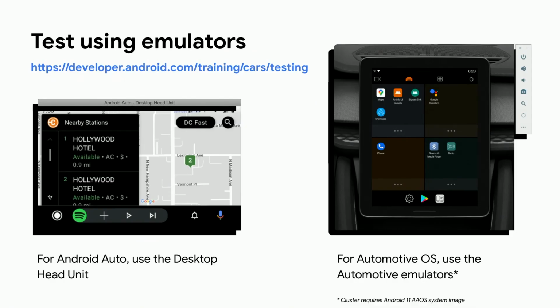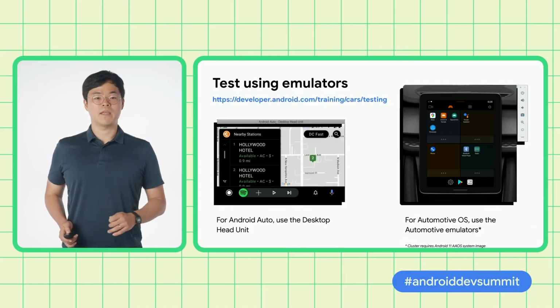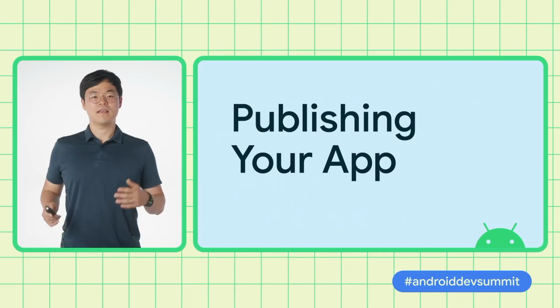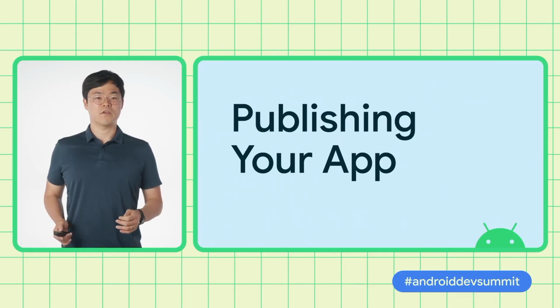Make sure you build and install your car app's Android Auto build target on the phone to run it in the desktop head unit. Similarly, build and install the Automotive OS build target in automotive emulators. When you run your app in the emulators, you can also see the cluster display, which may show navigation or other relevant information. Also, you can test the voice commands in the emulators if your app is integrated with the voice assistant. This last section is about publishing your app.